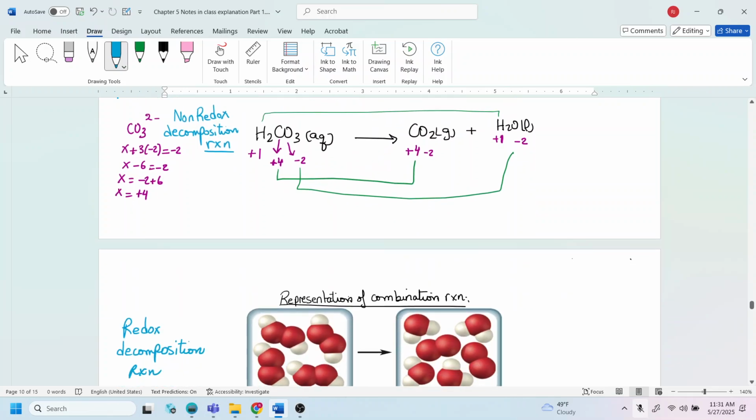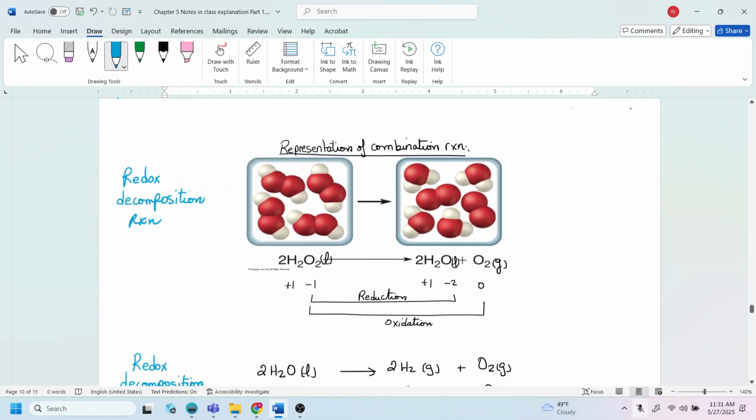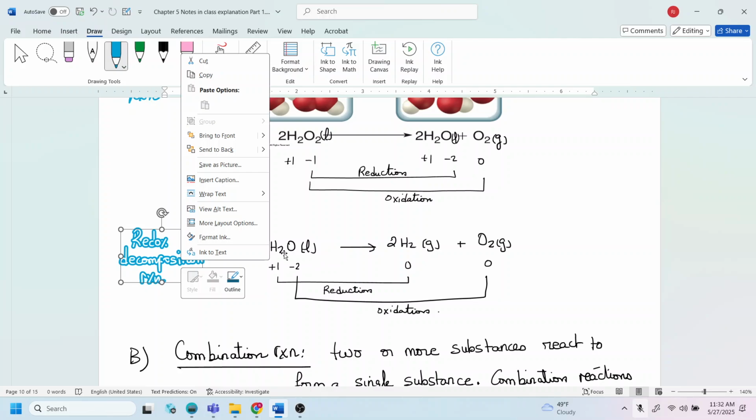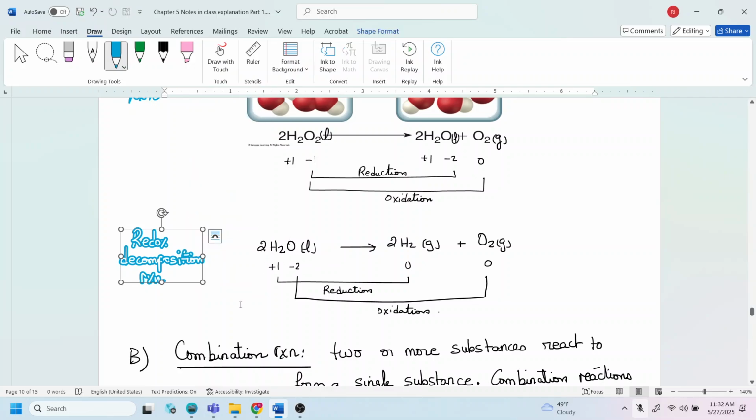Both are decomposition. A gives you B plus C. Okay, so this is another example of a redox reaction. So this is a redox. It's a decomposition reaction. A gives you B plus C. It's another example. Do your oxidation state. You have an oxidation. You do have a reduction in there between the oxygen and the hydrogen. So this is a redox decomposition reaction. This is another example in there where water decomposes into hydrogen and oxygen.